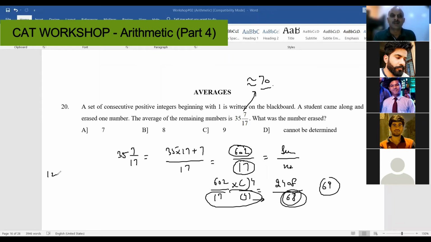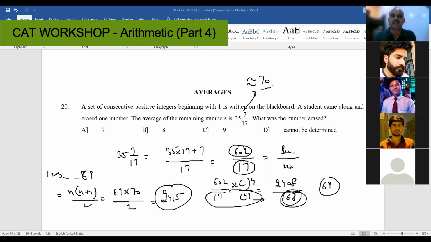Now the sum of numbers from 1 up to 69, you can use the formula of sum of first n natural numbers, n into n plus 1 by 2, which is 69 into 70 upon 2. What is that? Tell me. 2415. This was the summation of all the numbers without erasing that number. And after erasing that number, the sum of numbers is 2408. And therefore the number erased is 2415 minus 2408, and that is 7. A option. Some of you said the answer is option A, 7.